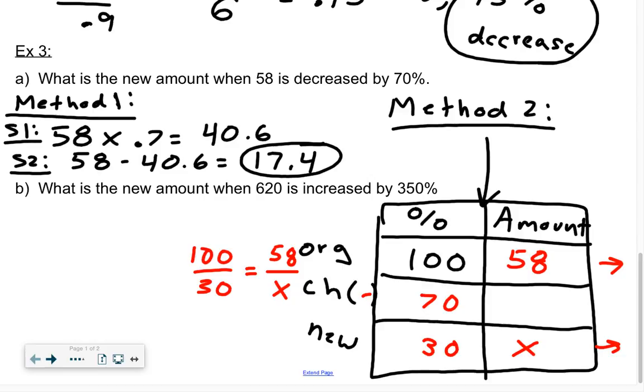Calculator at this time, 30 times 58 divided by 100. I'm guessing you came up with 17.4, and it worked. So you can use that method as well.